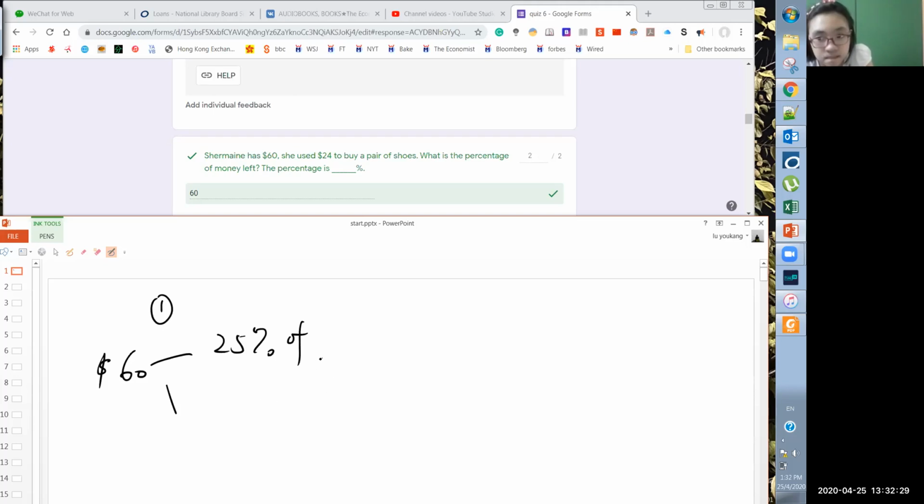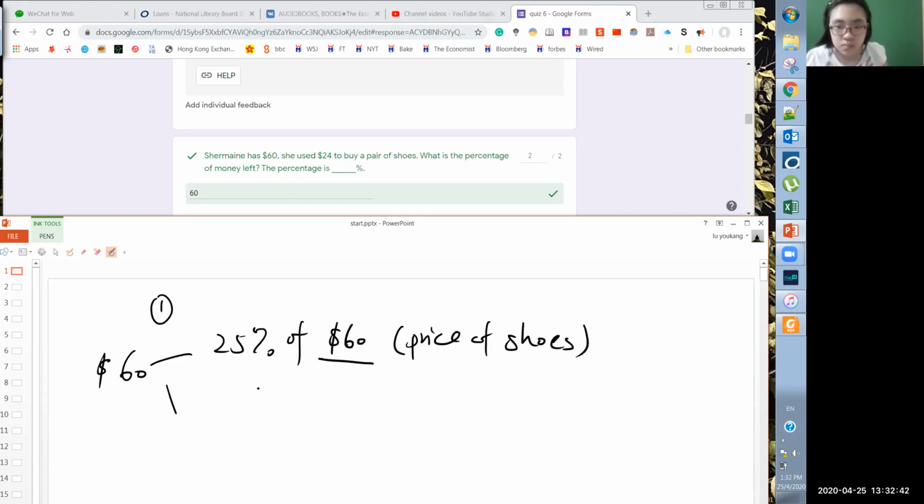So what do you fill up here? Of the 60. Yes. Okay, so this is the price of the shoes. And then, so what is left? How do you fill up this? So this will be left. So how do you fill up this?